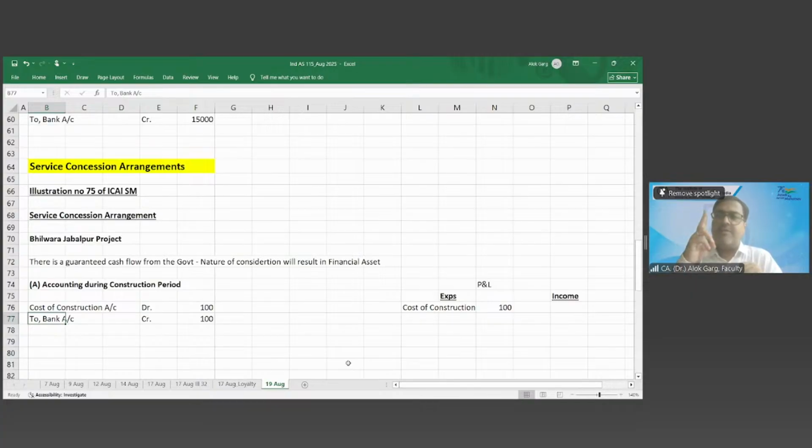Why is the government giving me 200 crores? Government is giving me 200 crores for two reasons. Tell me. What are the two reasons? The construction and also the maintenance. The government is paying me consideration towards my construction cost as well as towards my operational and maintenance cost. Right? Yes or no?